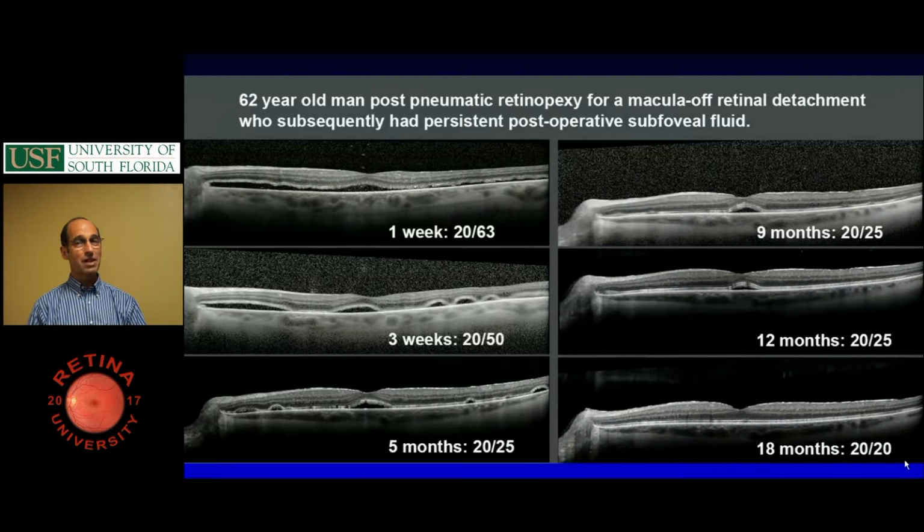And this is a patient, I dug through a lot of cases because I couldn't remember the name. This is a 62-year-old person I did a pneumatic retinopexy on for a macula-off detachment. But this can happen with macula-on detachment. In 1 week, the vision was 20/60, at 3 weeks, it was 20/50, and then at 5 months, it was 20/25, but there was still fluid. At 9 months, still fluid, 20/25, and at a year, there was fluid at 20/25. And then finally, at 18 months, the fluid went away.